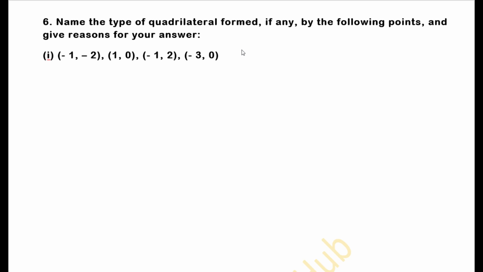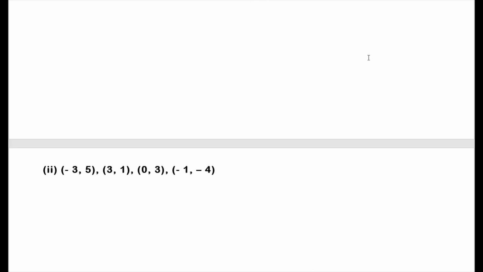Now you can practice this question. Find out the lengths AB, BC, CD and DA, and check that all these lengths are equal. If the lengths are equal, find out the diagonals AC and BD. If the diagonals are equal, we can say that it is a square. I have solved this. It forms a square. So you can try this question. I'll be moving to the next question. I'll solve the next question.